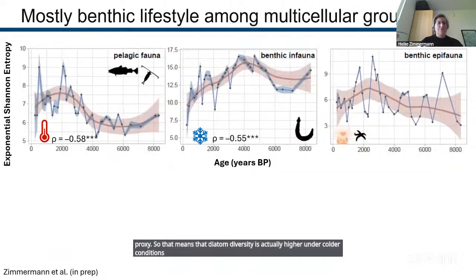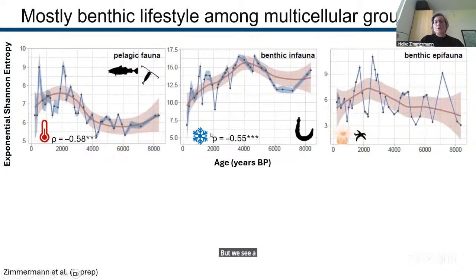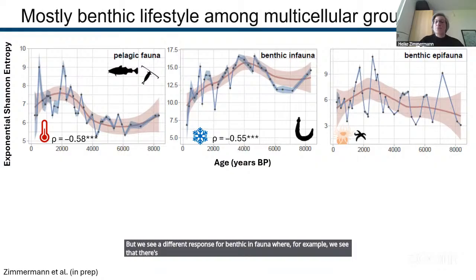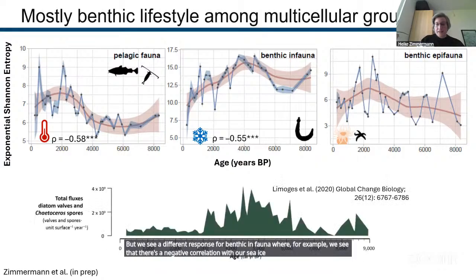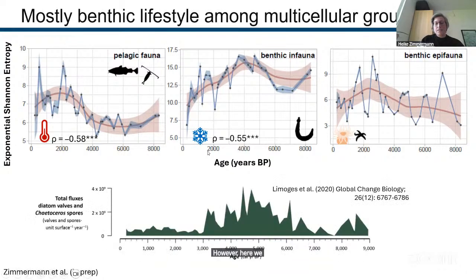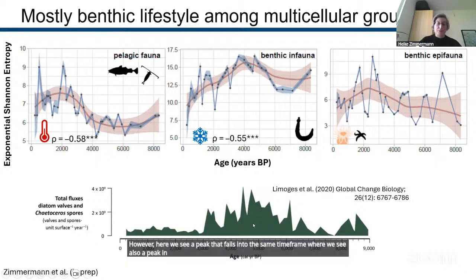And we found the same for pelagic fauna, but we see a different response for benthic infauna, where, for example, we see that there's a negative correlation with our sea ice proxy. However, here we see a peak that falls into the same time frame where we see also a peak in primary productivity that has been exported to the seafloor.